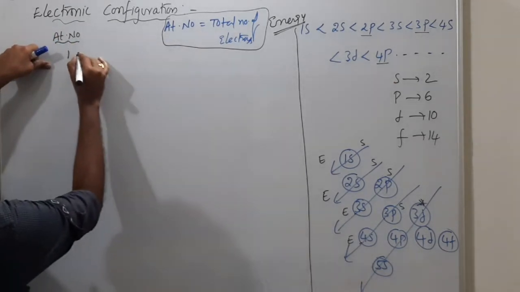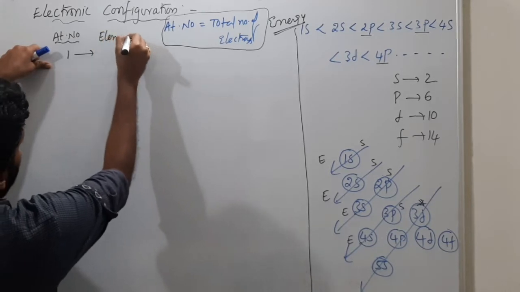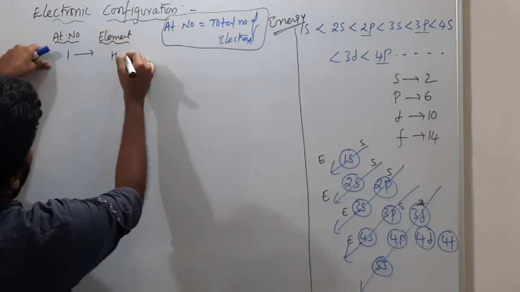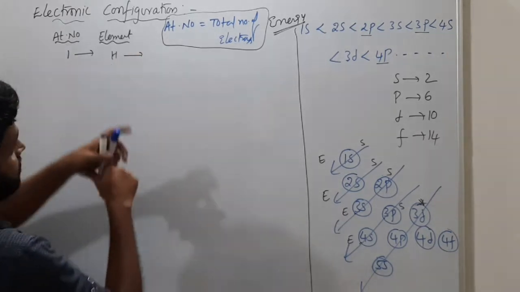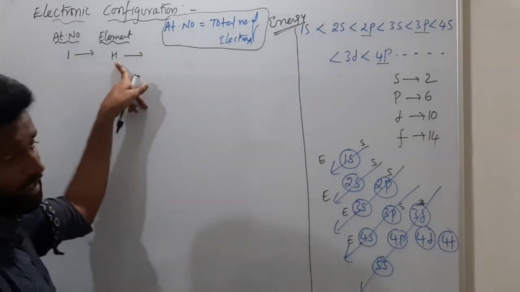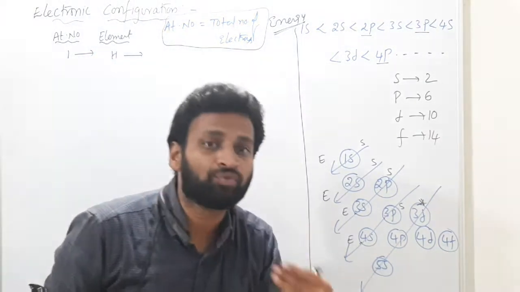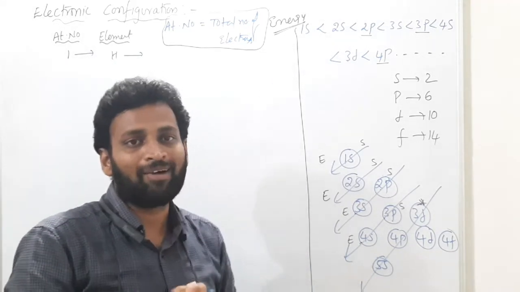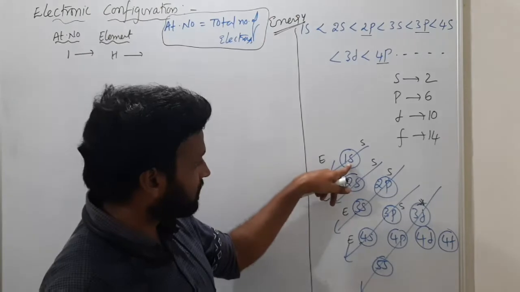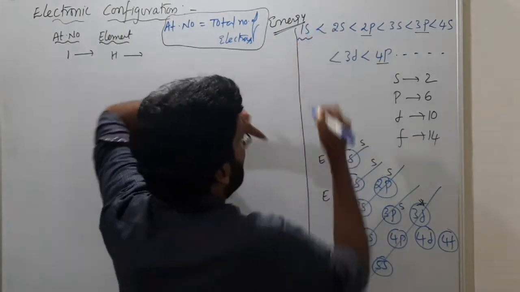So for the first one, atomic number 1, the element is hydrogen. In hydrogen, what subshell do we have to fill? The least energetic subshell, that is the one we have to fill. Which is the least energetic subshell? 1s. So we have to start filling 1s.